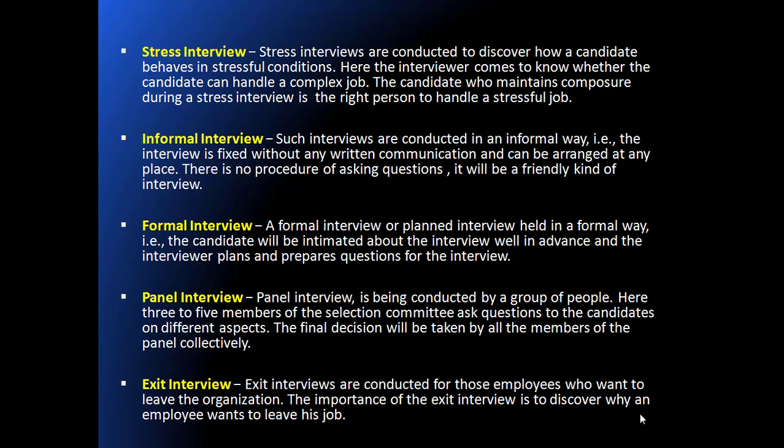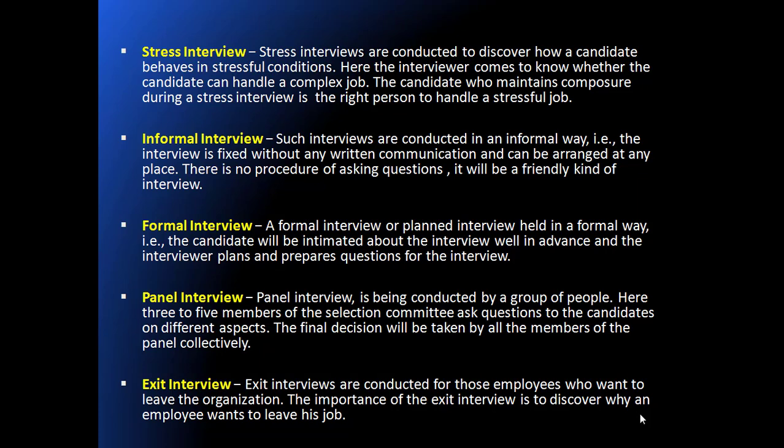It will be a friendly kind of interview, whereas the formal or planned interview is held in a very formal way. That is, the candidate will be intimated well in advance before the interview, and the interviewer plans and prepares questions for the interview. Then comes the panel interview.